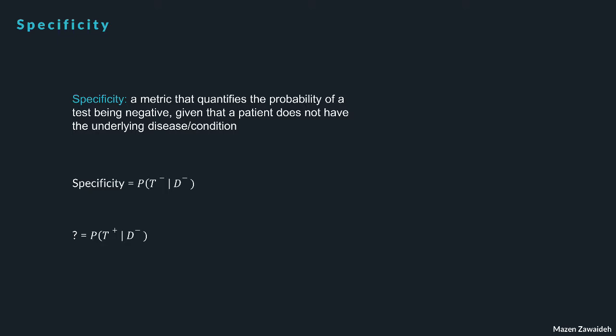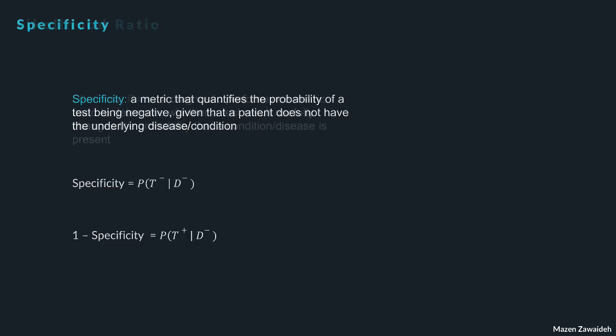Using the same reasoning as the prior example, the probability of a positive test, given that the disease or condition is absent, must be the complement of specificity, that is, 1 minus specificity. Again, take a moment to confirm for yourself that this must be true.